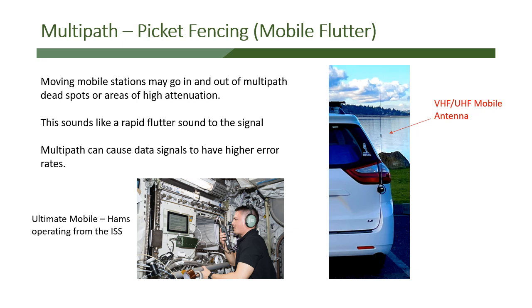And the ultimate mobile, of course, is amateur radio operators operating from the International Space Station. So there are two different stations on the International Space Station. One is a fixed station, that is, that's not used by the astronauts at all.